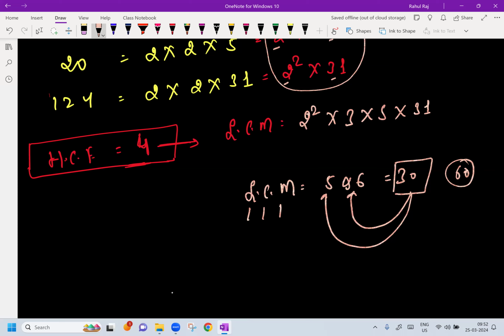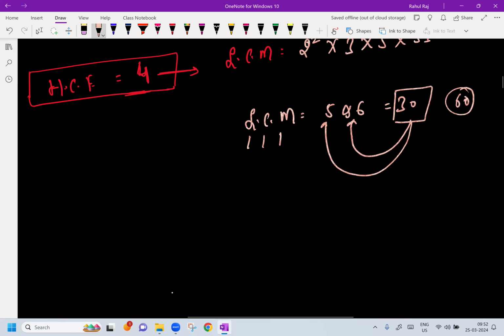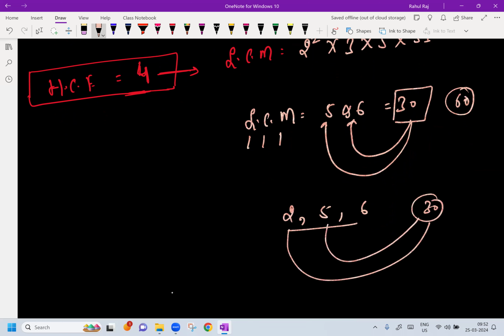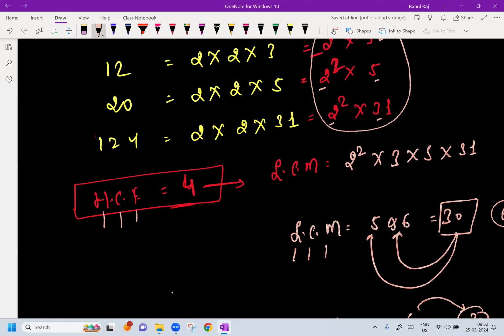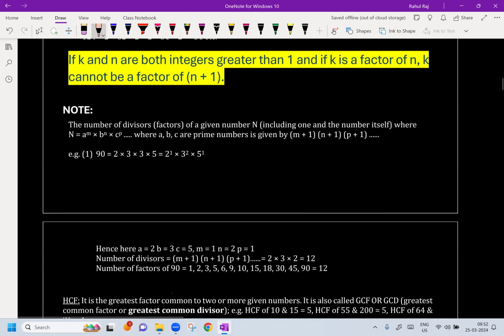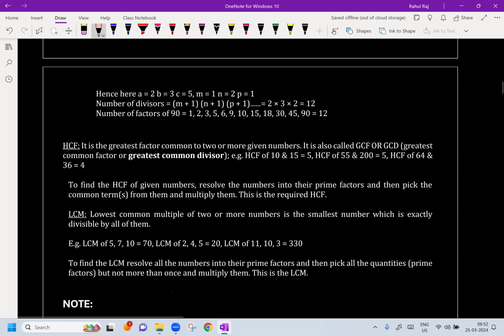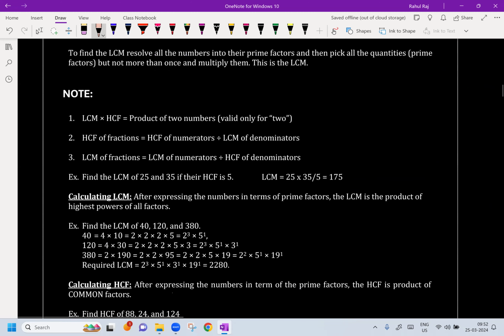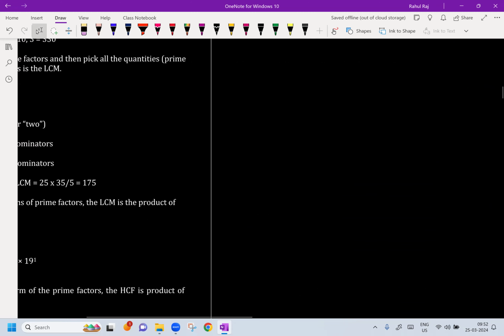So imagine if I ask you, Alexa, take the LCM of 2, 5, and 6. Still, it's going to be 30, because 30 is divisible by 2, 30 is divisible by 5, 30 is divisible by 6. So HCF means the highest number that divides all the numbers and the remainder should be 0. So just tell me one thing, Alexa. Can you please give me the LCM and HCF of 40, 120, and 380?